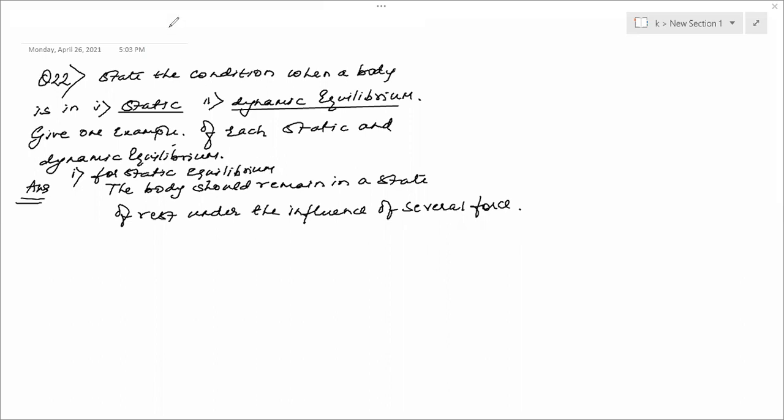You can see for static equilibrium, the body should remain in a state of rest under the influence of several forces. In the same way, now for its example, one example we can give of our own: a book kept on a table is in a state of static equilibrium.